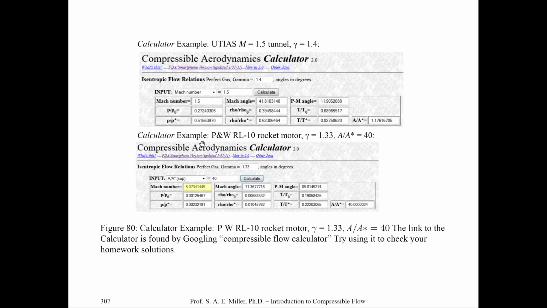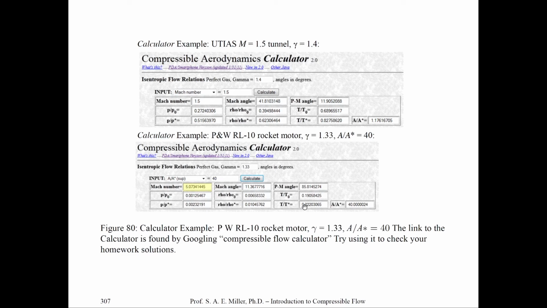That's wonderful. You can also change this drop-down menu from input to say A over A sup star supersonic to 40. For example, in this calculation, you'll see gamma is changed to 1.33. They say the area ratio of a supersonic flow, that is one particular solution of the Mach number area ratio relation of A over A sup star, sup for supersonic, 40, so the area ratio is 40, gamma 1.33, they hit calculate, and they find all their properties.